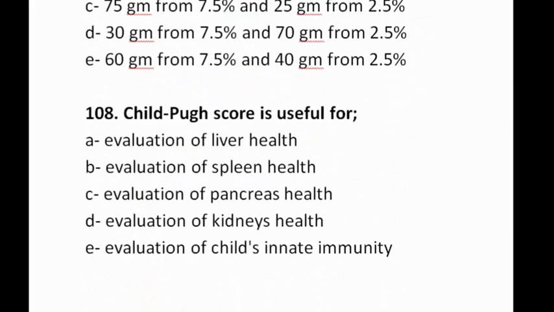Now moving on to the 8th MCQ of this video. Child-Pugh score is useful for: A, evaluation of liver health; B, evaluation of spleen health; evaluation of pancreas health; evaluation of kidney health; evaluation of child's innate immunity. Actually, Child-Pugh score is useful for evaluation of liver health. So option A is the correct answer.